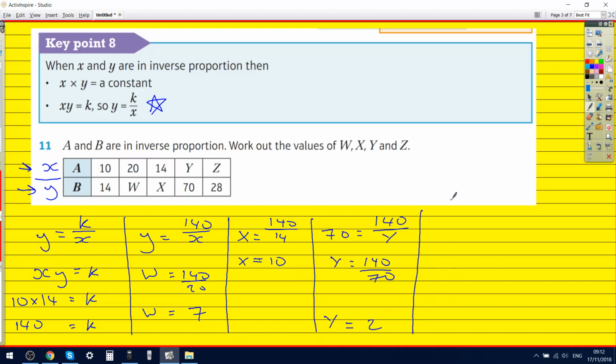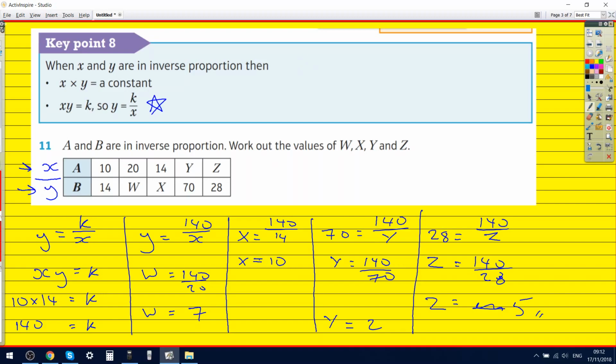And last one. Here I just need to do the same thing. So it's 28 equals 140 over z. And then z is equal to 140 over 28. And I think that's 5. Yeah, maybe it is. I'll say 5. So divide the top and bottom by 7. 7, 14, 28. So that's 4 on the top, 20 on the bottom, 5. Okay. Any questions there?